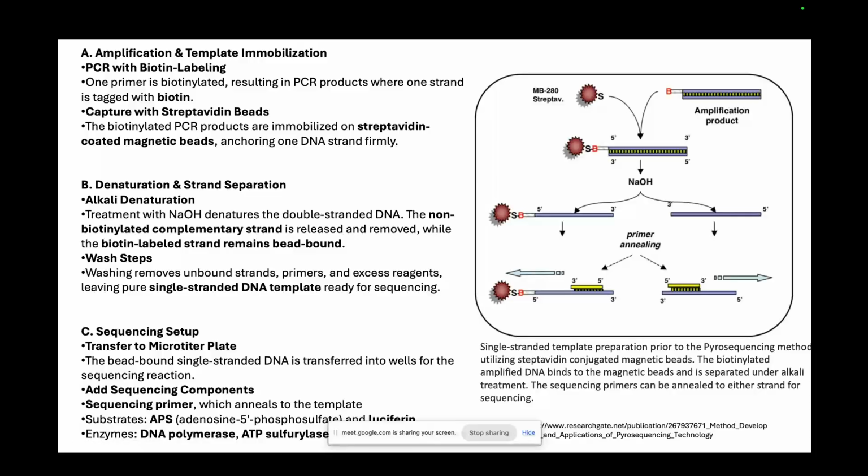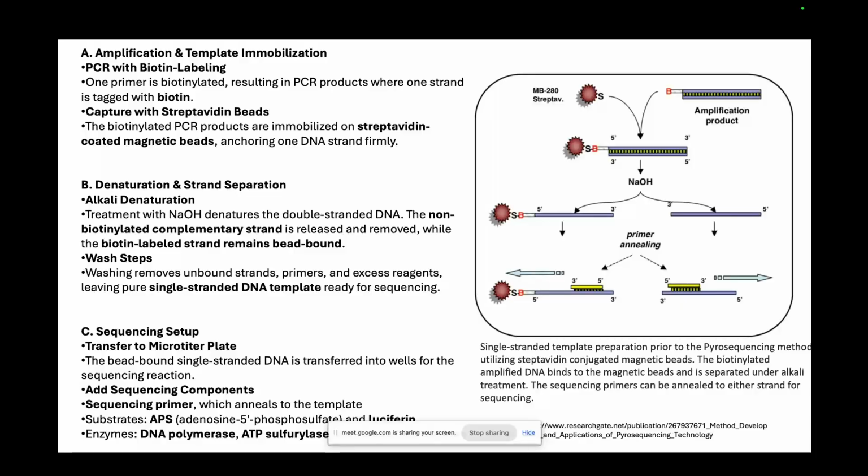So, a little bit about how the sample is prepared, and then how the sequencing actually occurs. The first step is PCR. You have to amplify the DNA, with biotin labeling. One primer will be biotinylated, resulting in PCR products where one strand will be tagged with biotin.